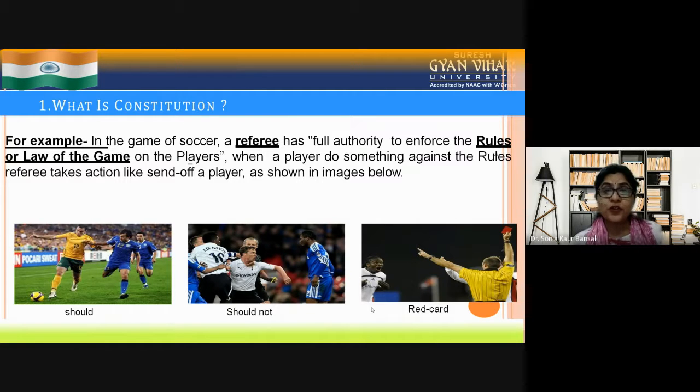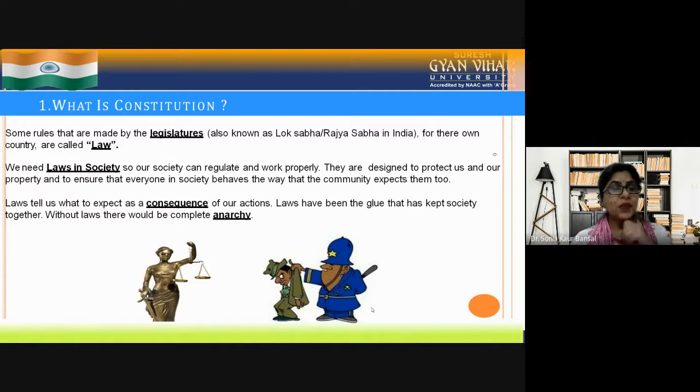And who is having control on them? It is the referee. So the referee is giving them a red card for not obeying the rules, for not following the rules set for the game. All right, this is Constitution, that we are also under one authority, under one law of the set rules. That is our Constitution. All right, students. Now, next are some rules that are made by the legislatures.